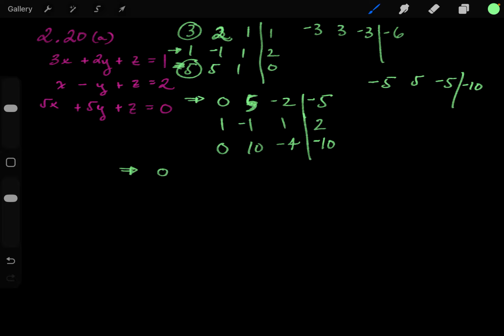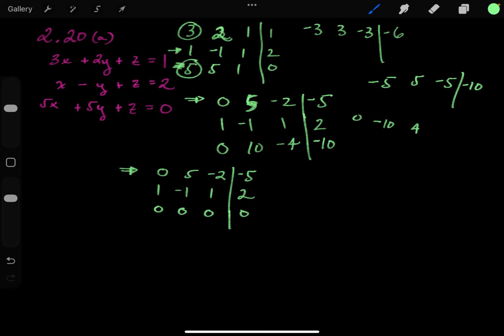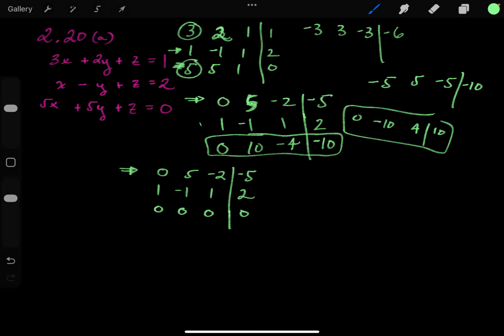So now I have 0, 5, -2, -5, 1, -1, 1, 2, and then 0, 0, 0, 0, right? Because -2 times this second row is -10, 4, 10, and you should see that this, when added to the third row, zeroes out. And then now we see that the third row is a redundancy. You flip the 2, you're going to get this.